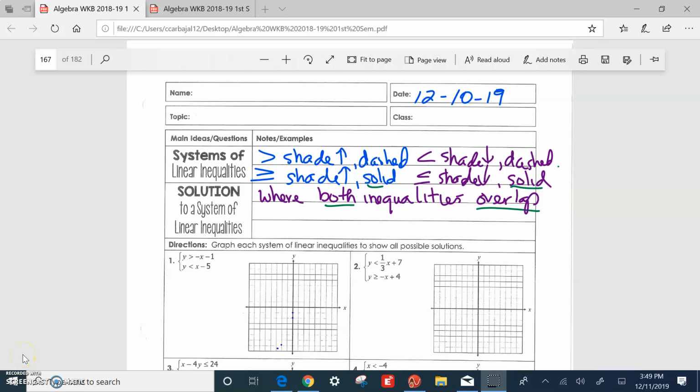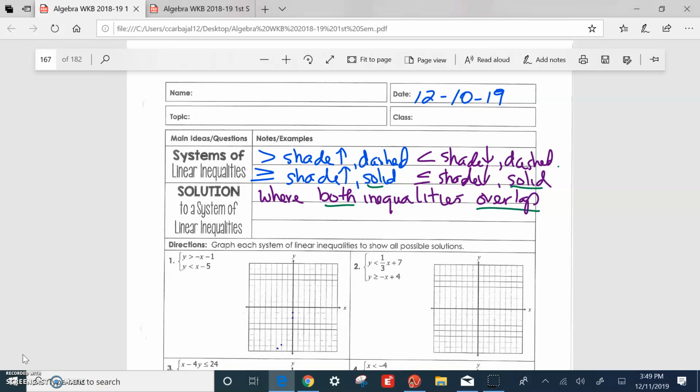Alright, today I'm going over the notes from yesterday, where we had to graph two linear inequalities, which make a system of linear inequalities. In order for us to do that, we need to remember our inequality signs.